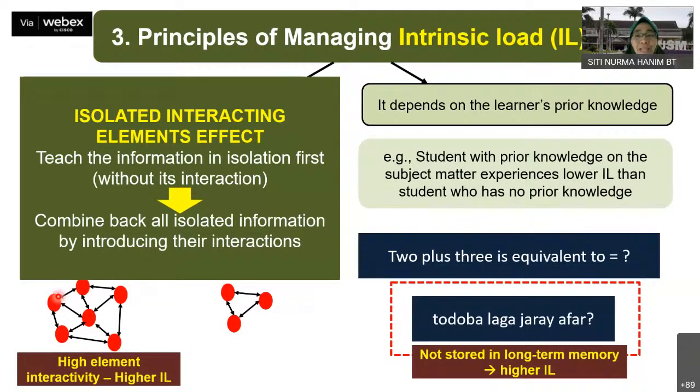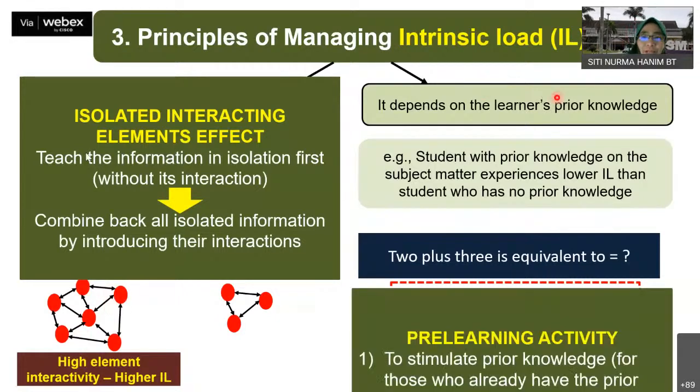Isolated, in isolation. And after that, once you have introduced everything, then you introduce the interaction one by one. Okay, this is the principle. I will show you the example later. So then only you combine back all the isolated information and then introduce the correlation or relation. Sorry, introduce their interaction. Okay, so that is the isolated interacting element effect.